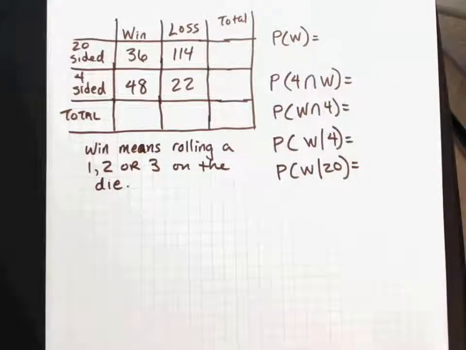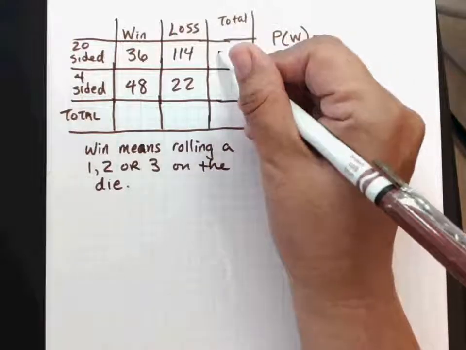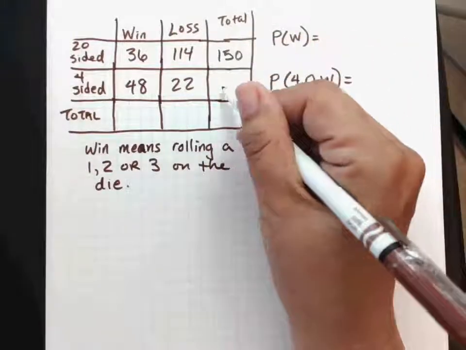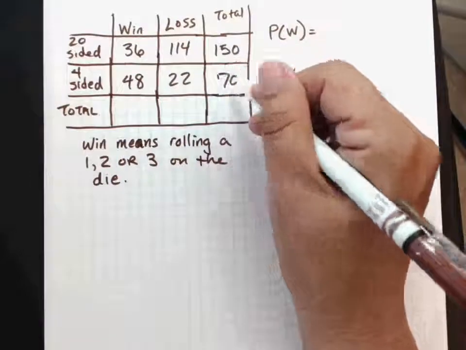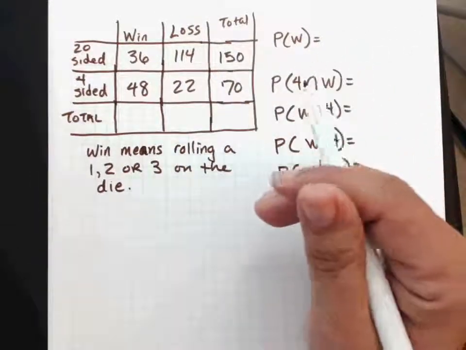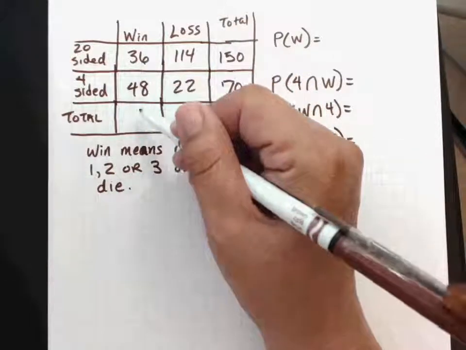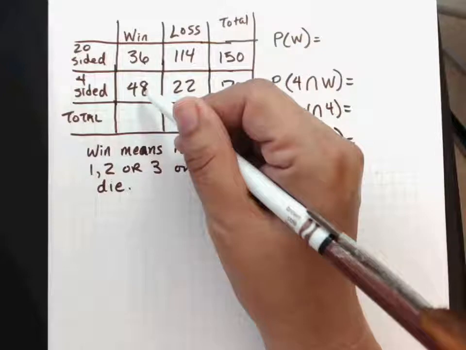We had, let's see, how many rolls were 20-sided? We had 150 rolls here, and we had 70 rolls there. So we had 22 students rolling die. Each one rolled it 10 times, and we recorded how many wins and losses they had. Now, how many total wins did I have? Well, I can just add these up.